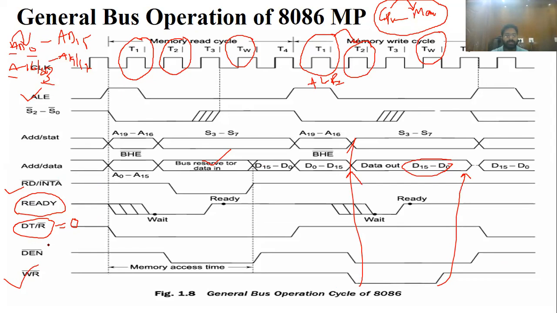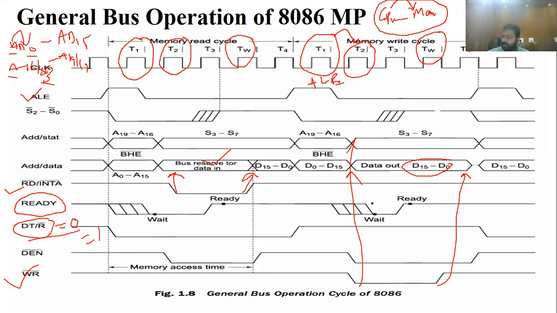Then DT/R bar is equal to 1 in the write operation. Ready again means you can match the slow memory devices and the CPU. This is the way we can connect the input and output. Then you must draw these lines, this type of lines. This specifically represents the basic operation of the memory read and memory write cycles.